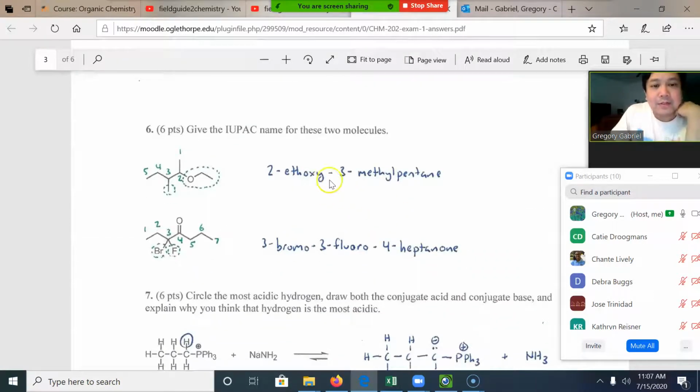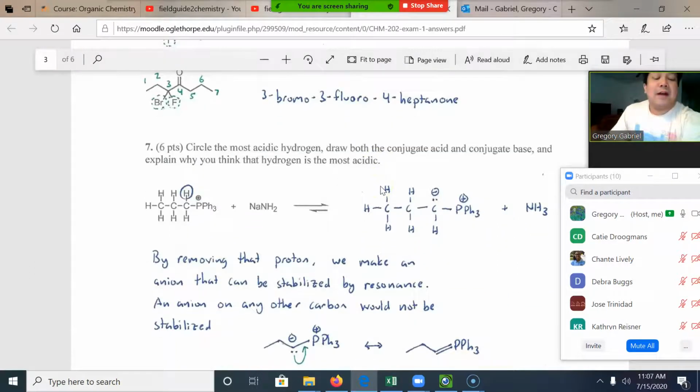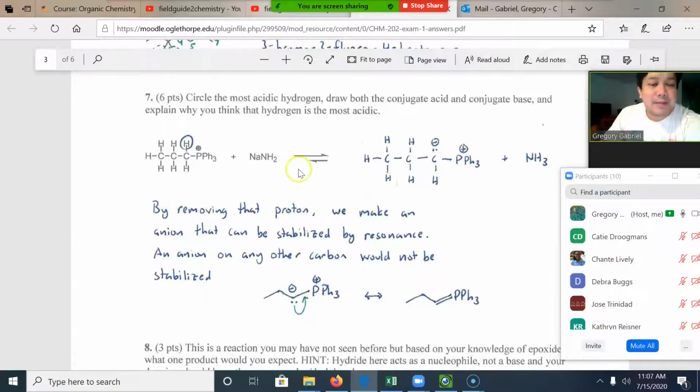The naming, I wasn't sure if I was wrong because a lot of people had a different answer, but you've got to alphabetize, E first, then M. I was a little bit surprised about this. It's maybe the format of the problem freaked people out, but this is the Wittig reagent. This is how to make the Wittig reagent.